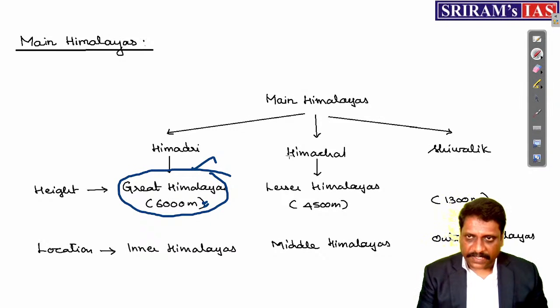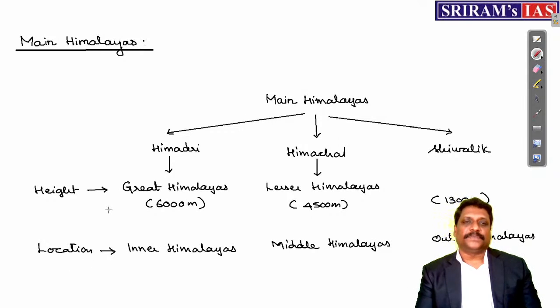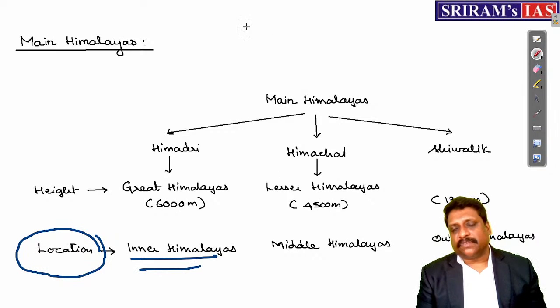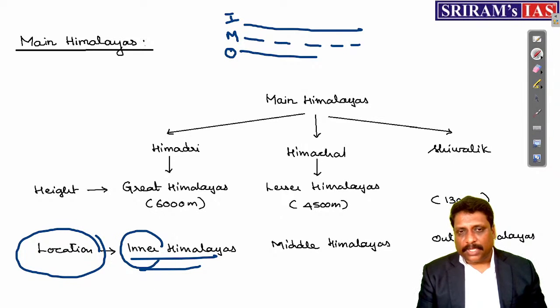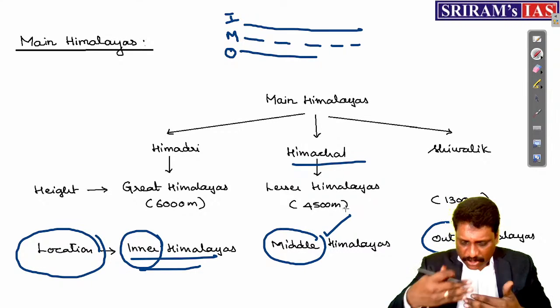Now, having said this, the mountain height is, for example, 10 times that of today's Aravalli. Based on the location, you call them what? Inner Himalayas. See, for example, three Himalayas we have: Himadri, Himachal, which is highly dissected, and Shivalik. This Himadri, you call the Inner Himalayas. Himachal, you call the Middle Himalayas. And Shivalik, you call what? Outer Himalayas. So, based on the location, you call them inner, middle, and outer. Sometimes in examination, you may not find the word Himachal. They'll be referring to it as the Middle Himalayas, because it is located in the middle.